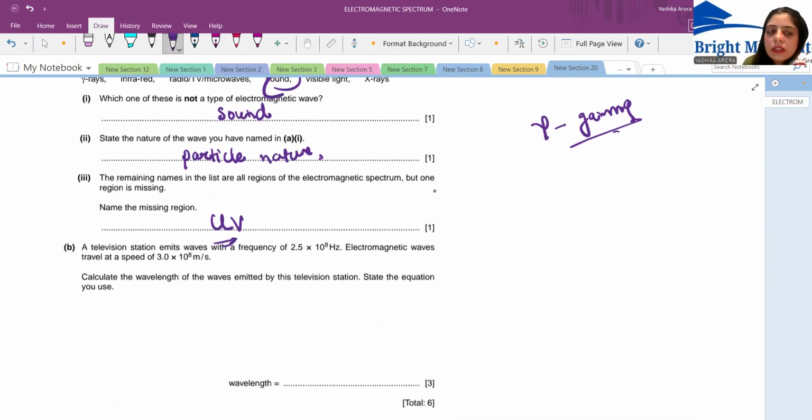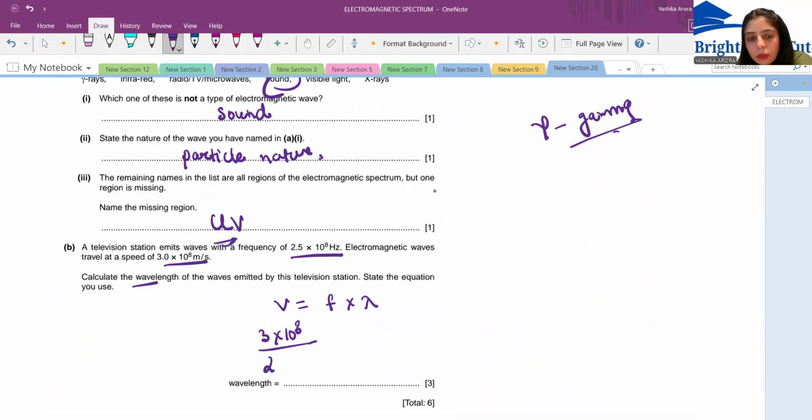It says a television station emits a wave with this frequency. The electromagnetic wave travels at this speed. What is the wavelength? What is the formula? V is equal to F times lambda. What is the velocity? 3 into 10 to the power 8. What is the frequency? 2.5 into 10 to the power 8 is equal to your lambda. And this gets cancelled. So what's going to be your answer? Comment down the answer. And what's going to be the unit as well? That's that many meters.